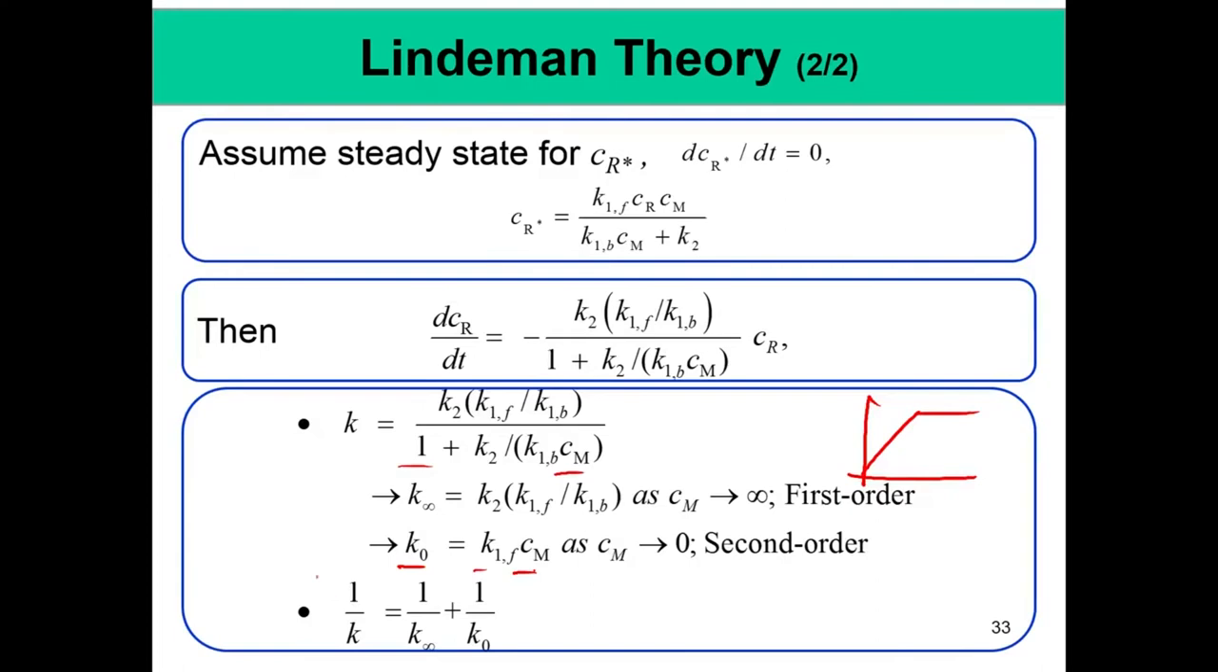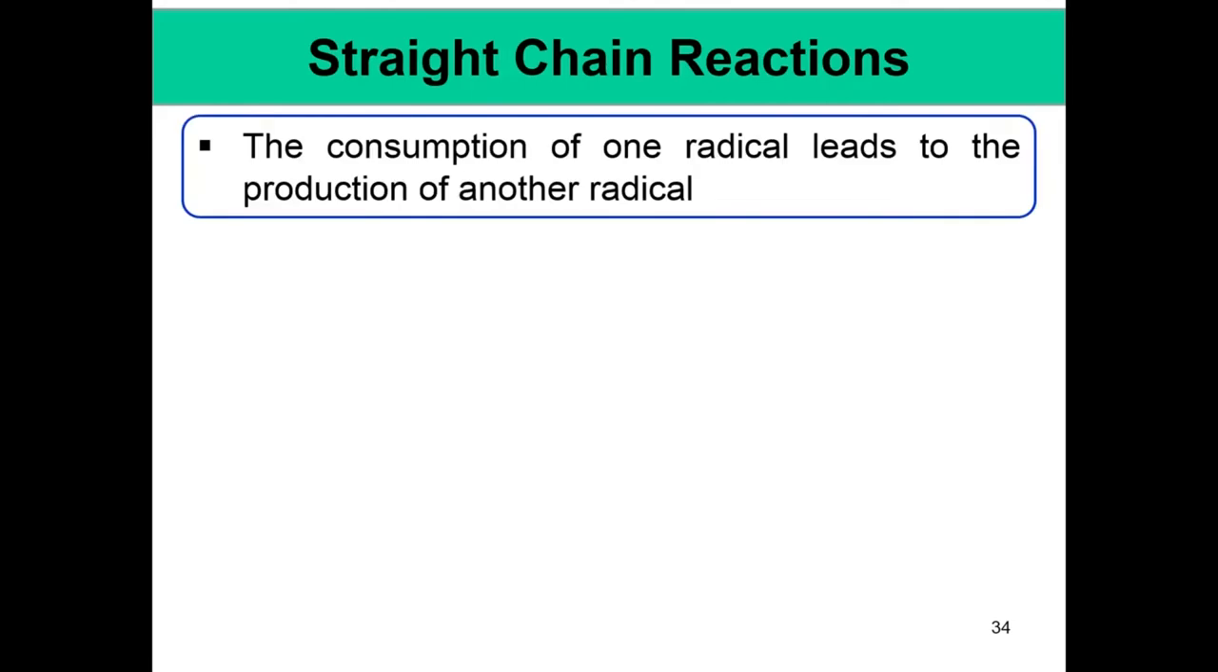So we can combine the two and write 1 by k as 1 by k infinity plus 1 by k0. This is the Lindemann mechanism. Now, straight chain reactions. What do we mean by chain carriers? They are the intermediates formed as a result of the reaction between the reactants, breaking down into several things.